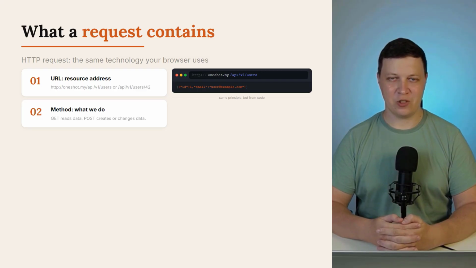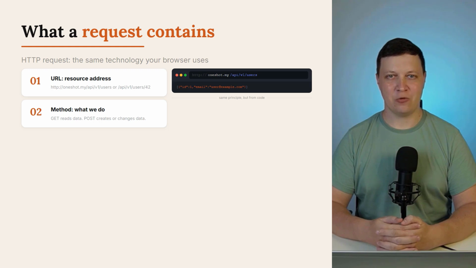Second is the method, what you want to do. There are a few. GET means retrieve data. POST means send data or create something. PUT and PATCH mean update existing data. DELETE means remove. This is a universal standard across all APIs. We'll only use GET and POST, not because the others don't exist, but because they add complexity without real necessity. A GET request is just a link. You can open it in a browser and see the response directly. POST lets you send data along with the request. These two methods are enough for basically any SaaS.